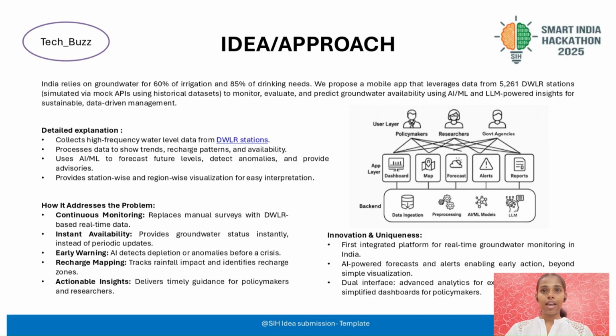This is a real time groundwater monitoring app which uses data from 5261 DWLR or digital water level recorder stations along with rainfall, temperature, and soil moisture data to provide instant groundwater status, trend analysis and recharge mapping, AI powered forecasting and anomaly detection, intuitive dashboards for policymakers, and advanced analytics for researchers.